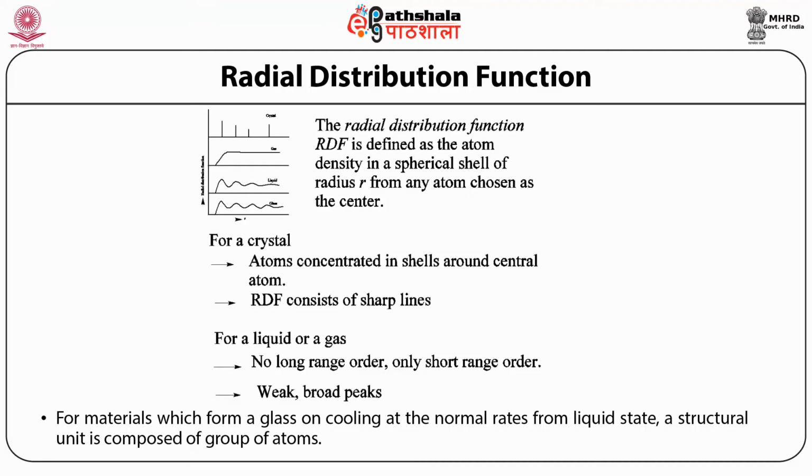In case of a crystal, one gets a sharp radial distribution function, whereas for a liquid and a glass, the behaviors are smeared and somewhat similar, indicating no long range order, but a short-range order only, which extends from any atom to one or two nearest atoms. So in the case of materials which form a glass on cooling at the normal rates from a liquid state, the structural unit is usually composed of a group of atoms.